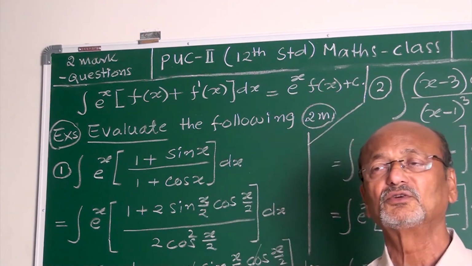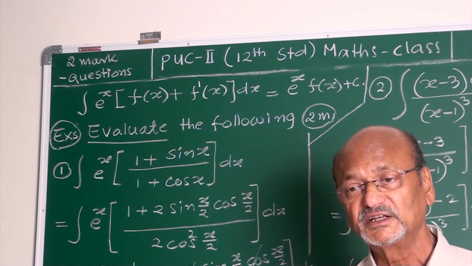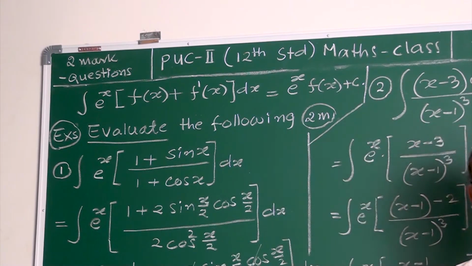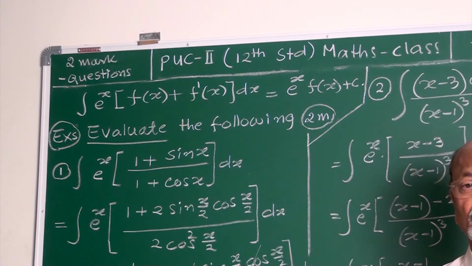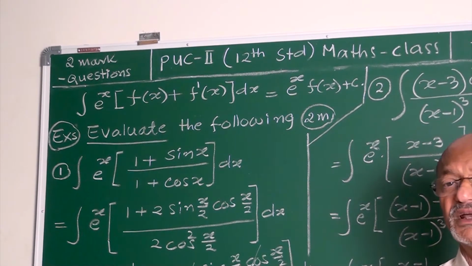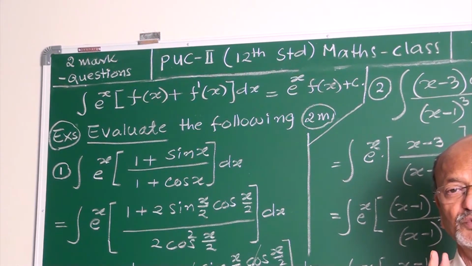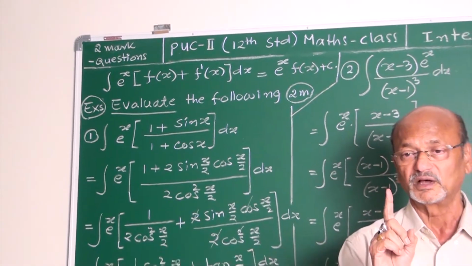E to the power x into sin x plus cos x, e to the power x into sin x minus cos x, like that e to the power x into tan inverse x plus 1 upon 1 plus x square, e to the power x into 1 by x minus 1 by x square. I have done, my friends, around half a dozen examples which are good examples even under 1 mark. All those examples are important under 1 mark.